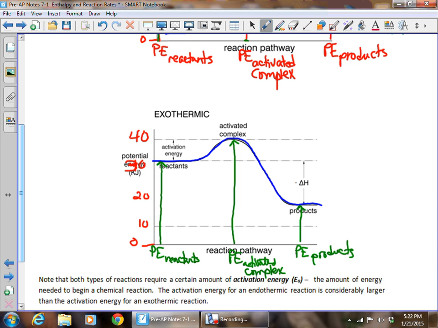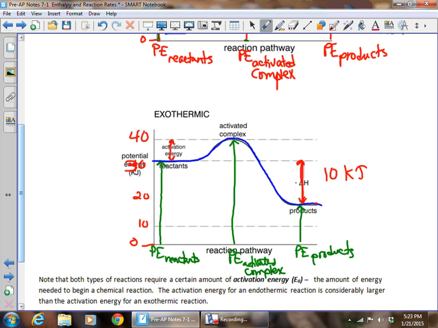So it looks like the potential energy of our reactants is about 30 kilojoules. Looks like our activation energy is only going from 30 to 40. So our activation energy is going to be quite small, only about 10 kilojoules. Our potential energy of our products, maybe somewhere around 20. Again, it's not to scale, but let's say that this goes from 20 up to 30. Definitely not to scale, but 20 up to 30. So let's say this was 10 kilojoules.